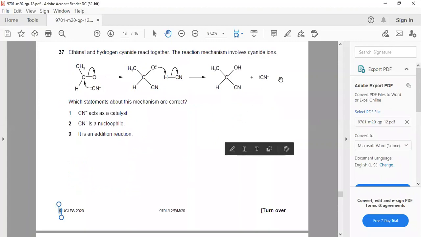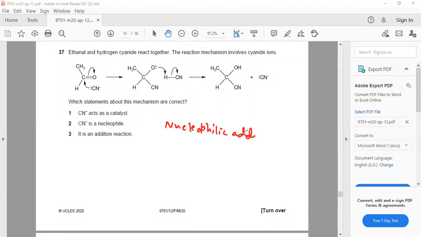37, you have to revise your nucleophilic addition. Nucleophilic addition in aldehyde and ketone mechanism. Cyanide is a catalyst also and a nucleophile also, and it's a nucleophilic addition. Yes, all 3 correct. So A is the answer.